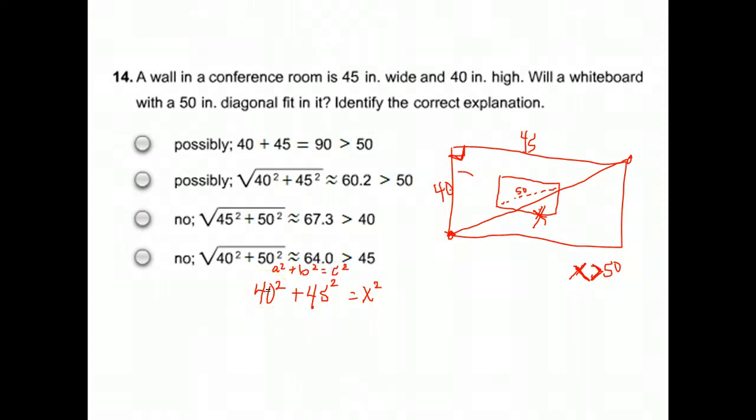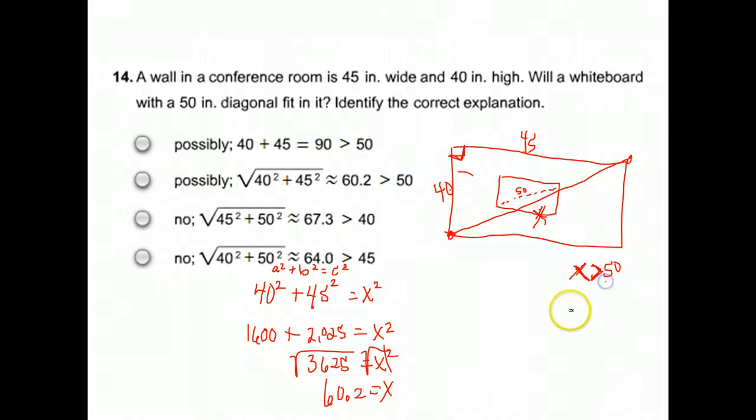We square the 40. 40 times 40 is 1,600. 45 squared, 45 times 45, is 2,025. We add those together. That gives us 3,625 equals x squared. Take the square root to get rid of the x squared. So the diagonal for our wall is about 60.2.